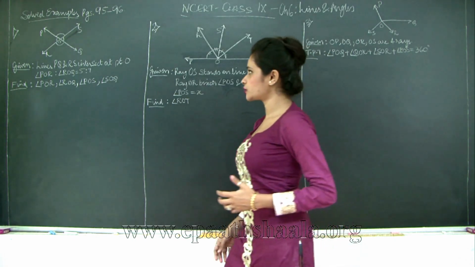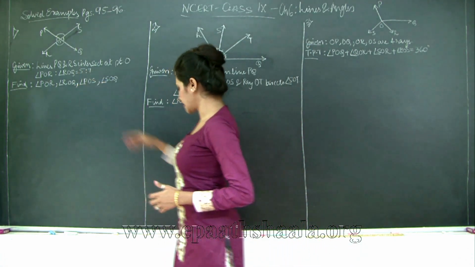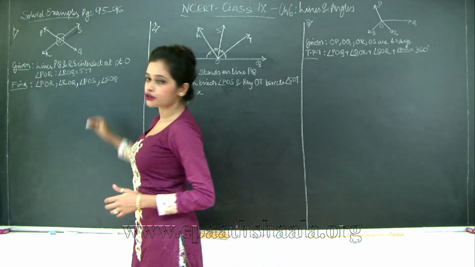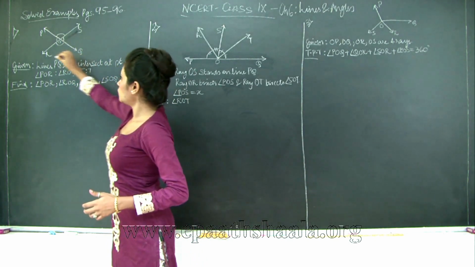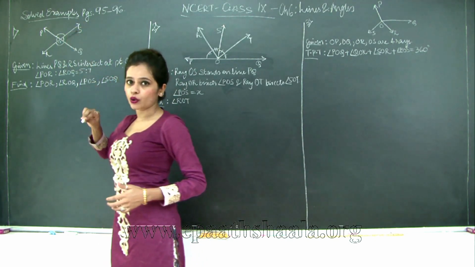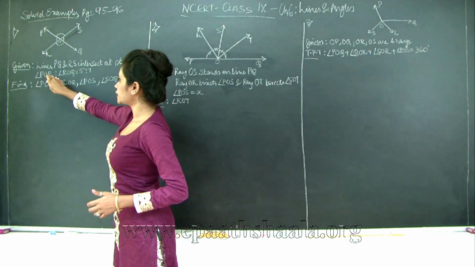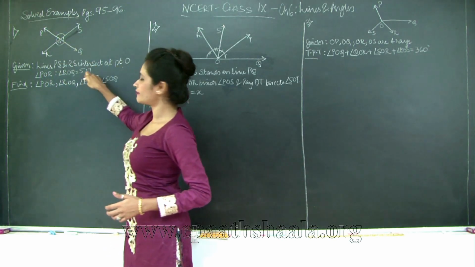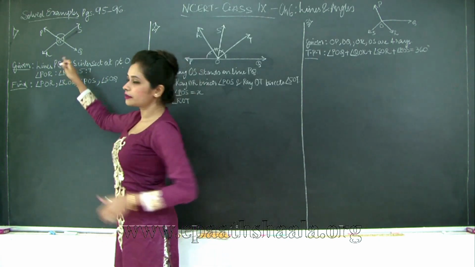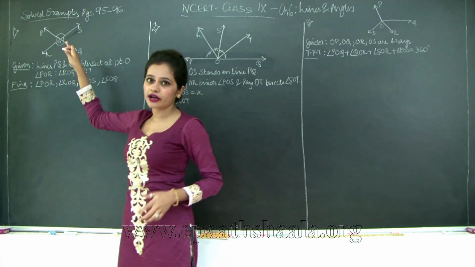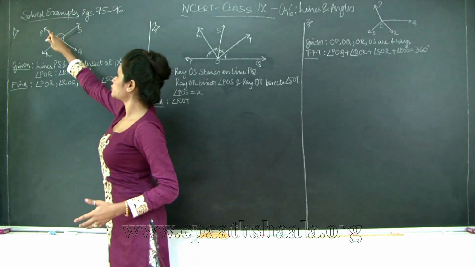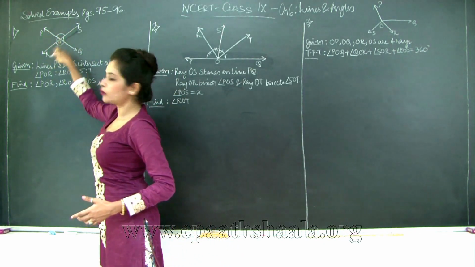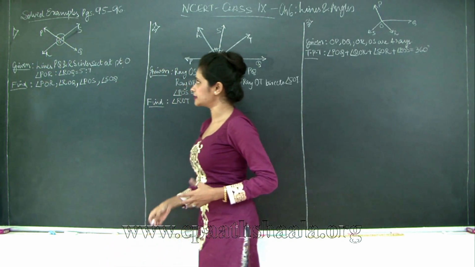So let us see the first question. Here it is given that lines PQ and RS intersect at point O. Also the ratio of angle POR to ROQ is 5:7. We need to find the measures of all the angles. So which are the four angles that we can see here? We need to find the measures of angle POS, SOQ, QOR and POR. Let's see how to do this.